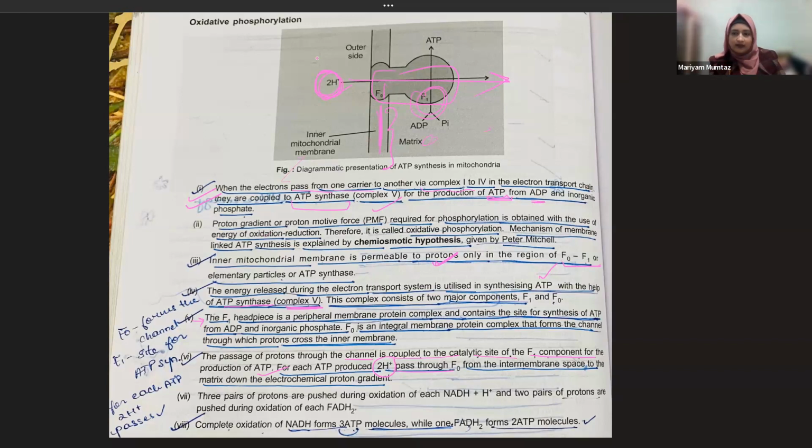Then what is oxidation reduction? They're asking why the name oxidative phosphorylation has been given to this mechanism. See, the main reason is because it is happening after the ETS. And since both oxidation and reduction processes are involved in this, that is why it is oxidative phosphorylation. Is it clear now? Yes.